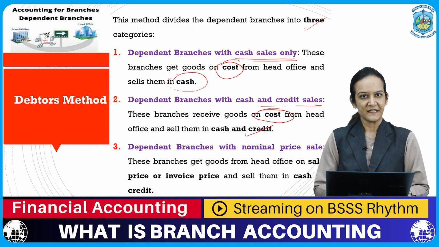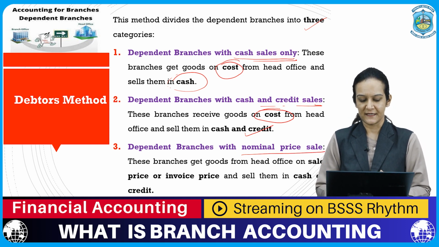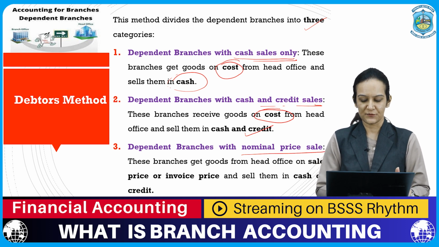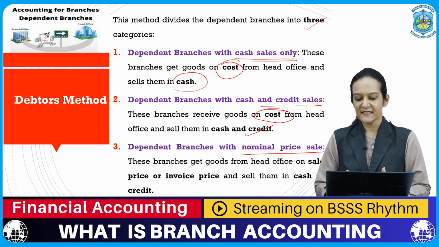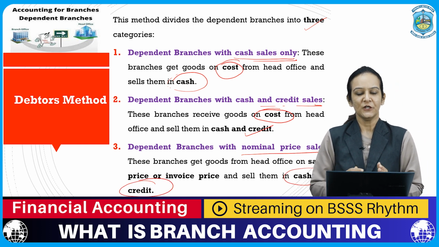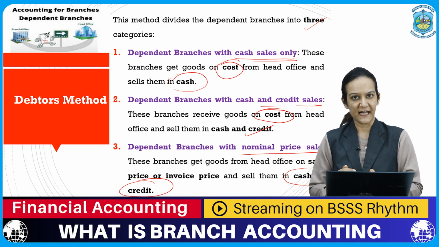Third category, in the third category we are having dependent branches with nominal price sale. So, these are the branches that get the goods from the head office on sales price or invoice price and sell them on both cash as well as credit basis. So, the debtors method divides the dependent branches into three categories.